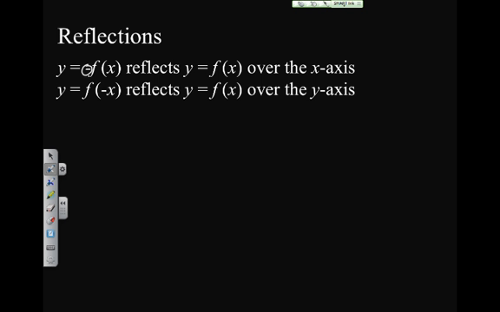When you've got this negative in here affecting the x, that changes things left and right. So whatever is on the left side of the graph will move to the right. Whatever is on the right side of the graph will move to the left. So that's a reflection over the y-axis.